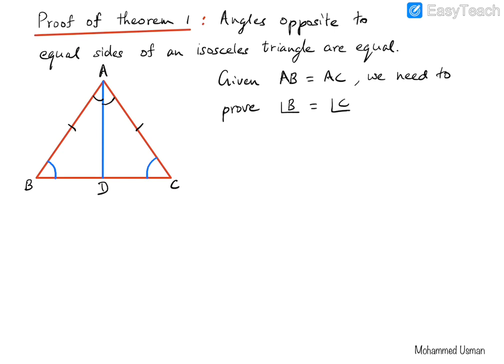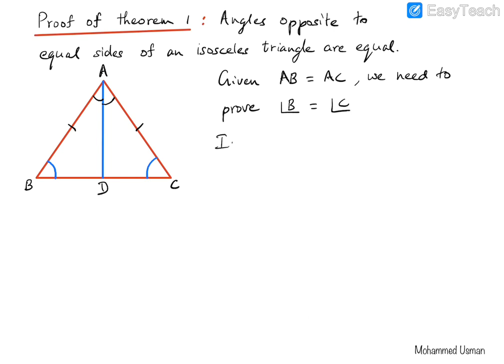And we now want to prove that angle B is equal to angle C. That means they are the angles which are opposite to the equal sides, and we want to prove that they are equal. And to prove this, we are going to look at these two triangles, triangle ABD and triangle ACD. So we will look at these two triangles and check for their congruence. And once we prove their congruence, we can then apply the CPCT rule, which is the corresponding parts of congruent triangles, to show that the angles B and C are equal. So let us see the triangles ABD and ACD.